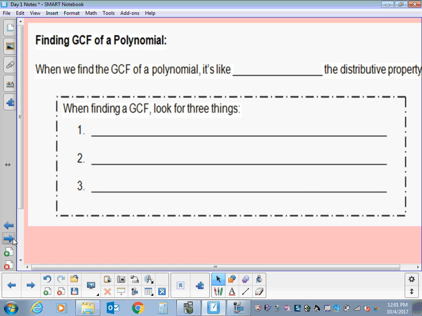Alright, finding GCF of a polynomial. When we find the GCF of a polynomial, it's like undoing the distributive property.